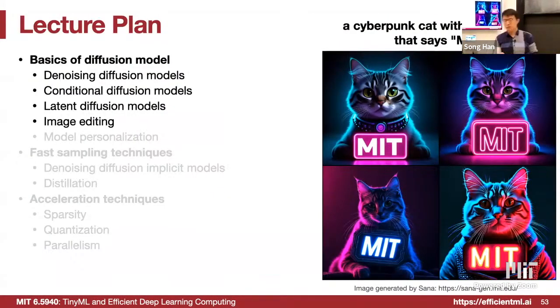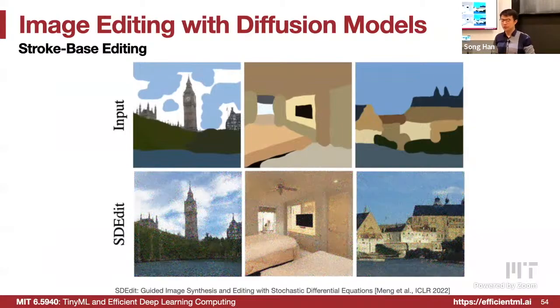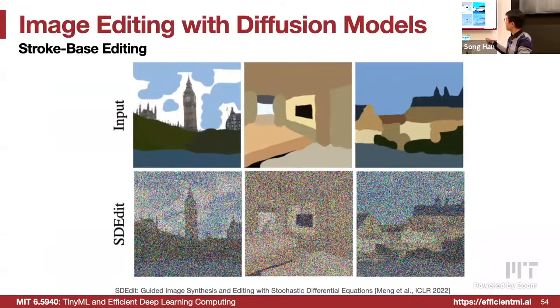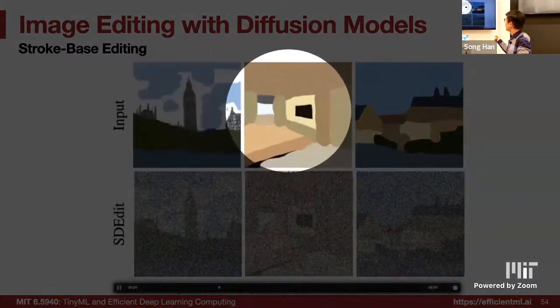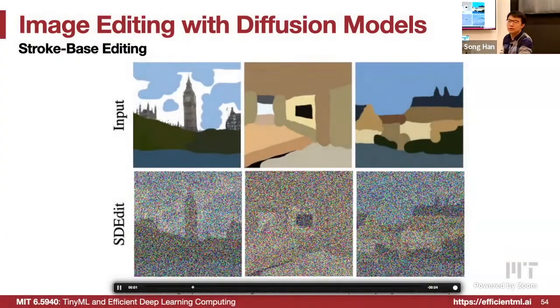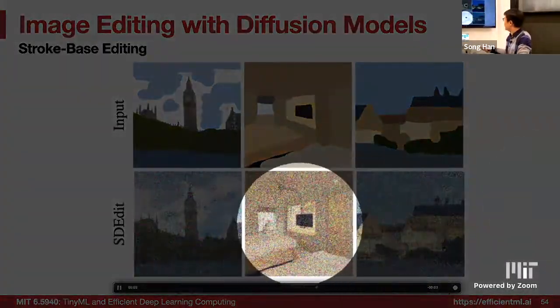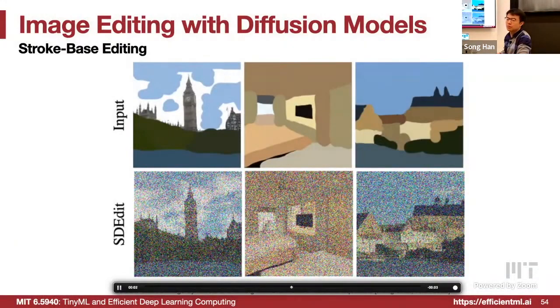So let's continue to talk about image editing. Image editing with diffusion models is pretty powerful. For example, here we want to give some input strokes, here a tower, a room, and now we want to gradually recover and generate a tower and a room by denoising, and it should match the input stroke.